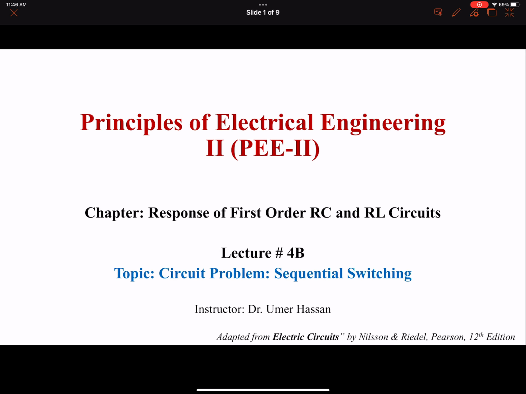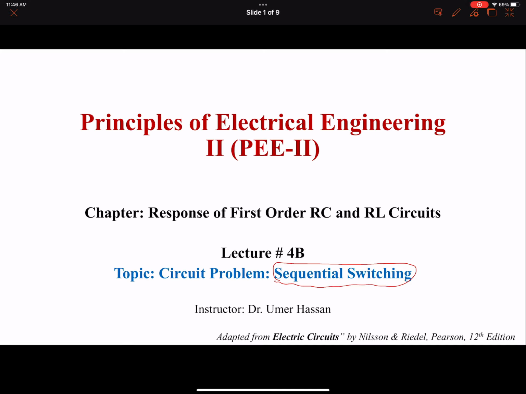We are going to very quickly do one kind of an interesting circuit problem, and the topic is on sequential switching. We have talked about the natural responses of RL and RC circuits, and the step responses of RL and RC circuits, and in most of the circuits that we have solved and the derivations we did, we really looked at one switch closing or opening at time t equals 0.